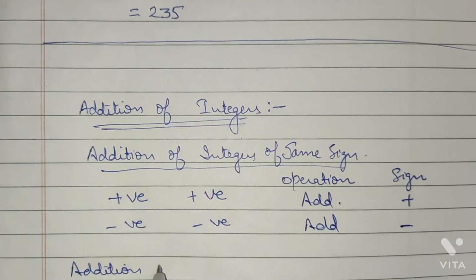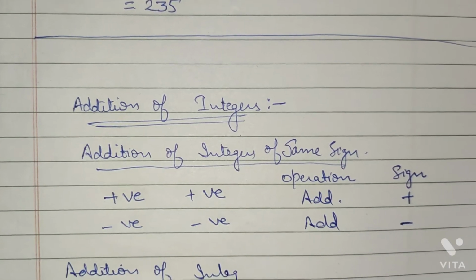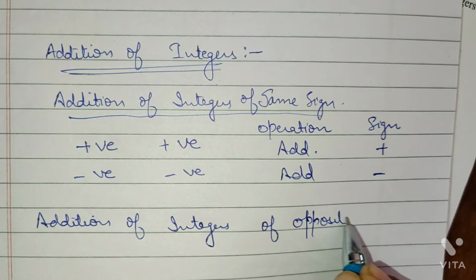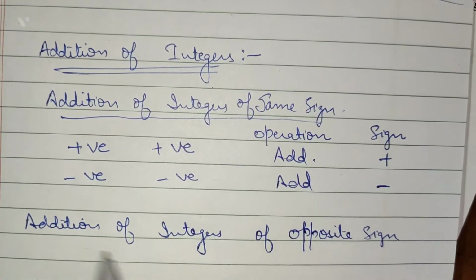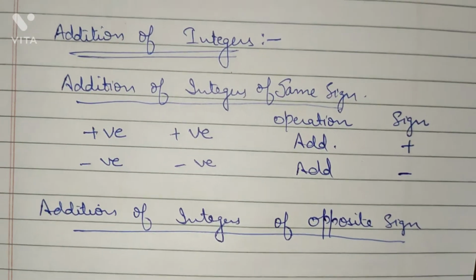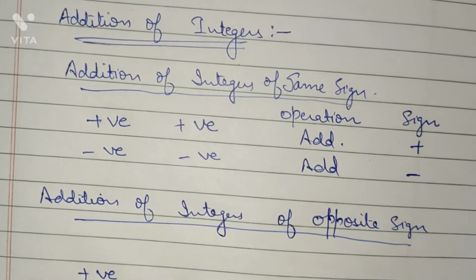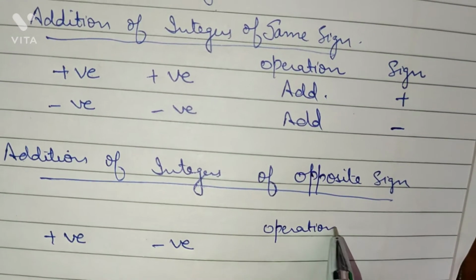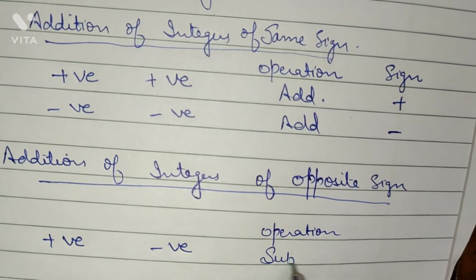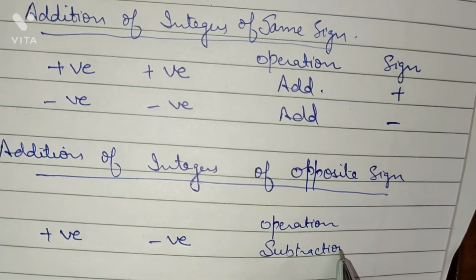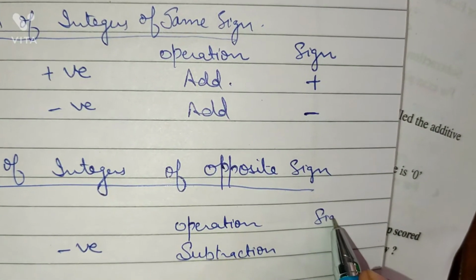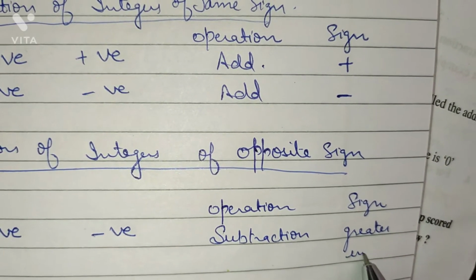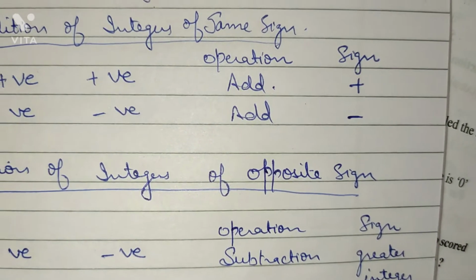Next is addition of integers of opposite signs, of different sign. Means if one integer is positive and the other is negative, then what we have to do? Then the operation would be negative. Negative means subtraction. We have to subtract the numbers. What would be the sign then? The sign would be of the greater integer. Whichever of the two integers is greater, that will be the sign.